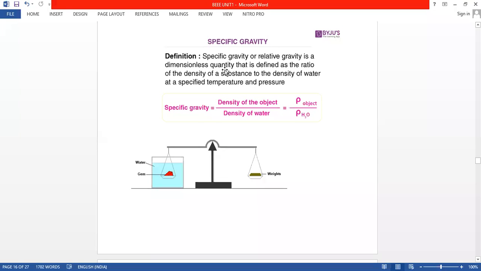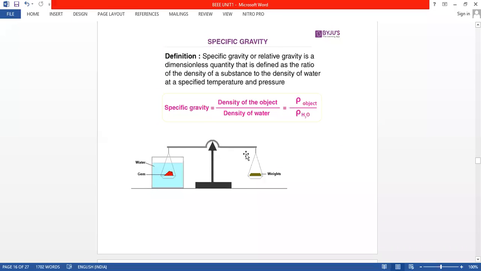Everybody knows the gravitational force. Specific gravity is the ratio of the density of the object divided by the density of water. If I want to find the specific gravity of a particular gold, we take the gold in one column and water in another column, and then we calculate the specific gravity of the gold with respect to the water. So, specific gravity of a battery, how to calculate?